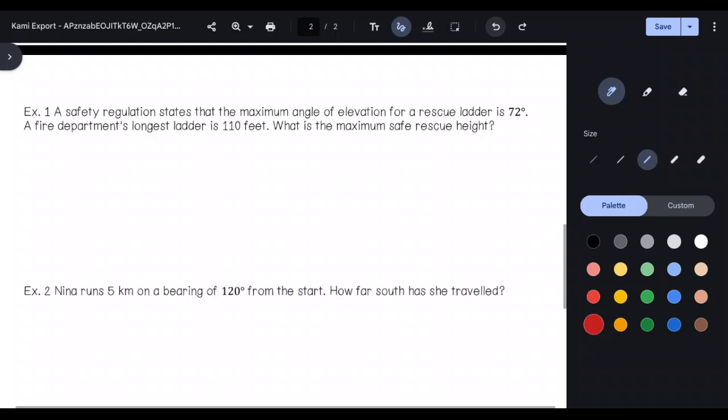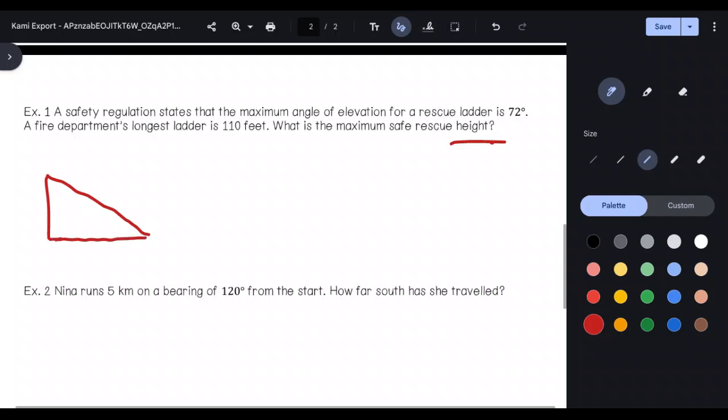So when working with right-angled triangle trigonometry, it's definitely important to first draw a picture. So we know we're trying to find the maximum safe rescue height. So let's just draw a line to represent a certain height. And since we're working with ladders, they're usually put up against a wall. So we would use this as our ladder, and let's just connect it and say that's the ground.